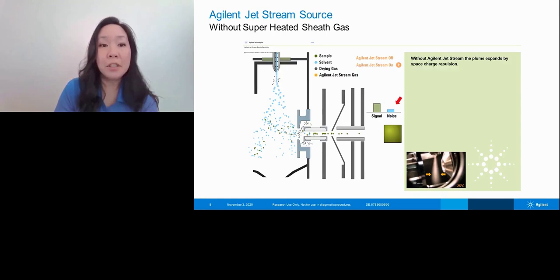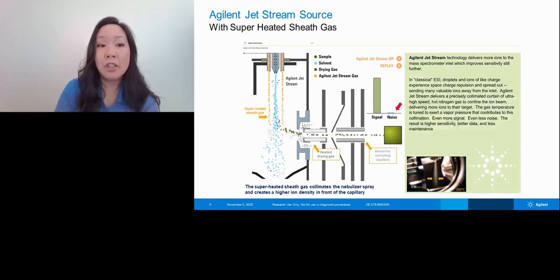So when you enable the superheated sheath gas with the Agilent JetStream source, you can now see the sheath gas being introduced here, which now focuses the spray a lot better, where the neutrals are then moved out down into the waste, and it focuses the samples into the mass spec itself, eliminating a lot of neutrals from going into the mass spec. So now you've essentially improved a lot of your signal versus the noise that's entering the mass spec.